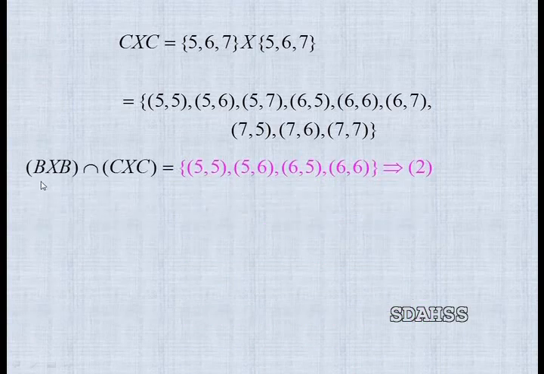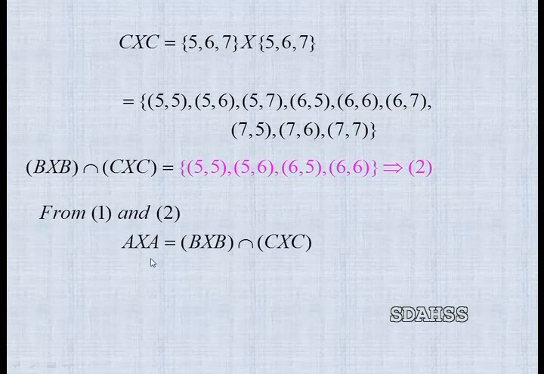Then RHS is (B cross B) intersection (C cross C). Now you compare B cross B and C cross C. Compare and write the common elements. Here the common elements are (5,5), (5,6), (6,5) and (6,6). Now you compare the first equation and the second equation. Here both are equal. So therefore from 1 and 2 we get A cross A is equal to (B cross B) intersection (C cross C).